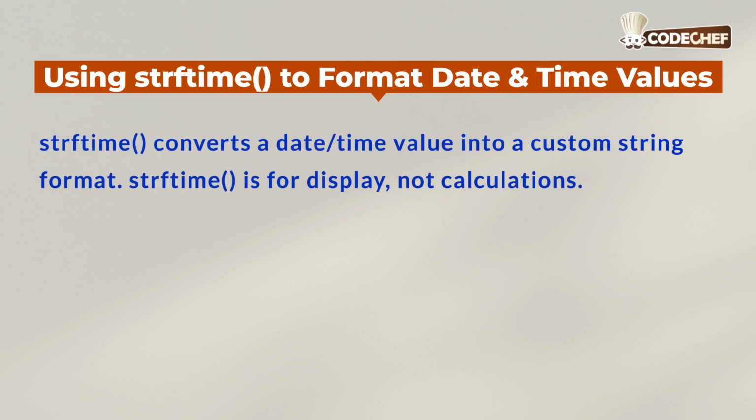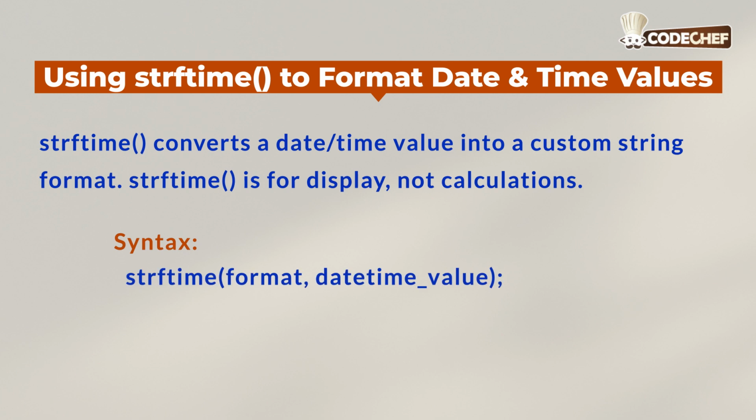strftime function converts a date or time value into a custom string format. So basically this function is used to display date or time into string format. We do not use this function for any kind of calculation. Syntax: strftime, then in bracket format, comma, datetime_value, bracket close and semicolon.